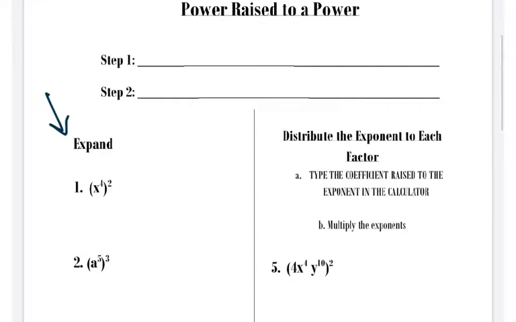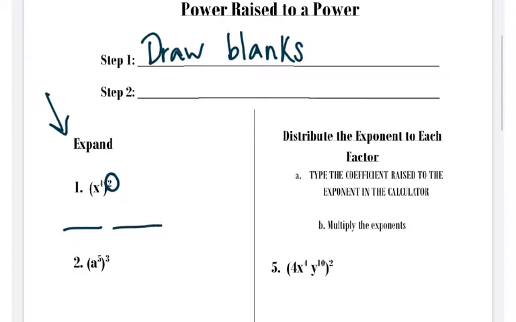Step one is called draw blanks. If we look at this first one, there's a 2 out here, and what that means is I need to draw 2 blanks for this question. I'm going to put x to the 4th on both of those blanks. So I have x to the 4th and another x to the 4th.